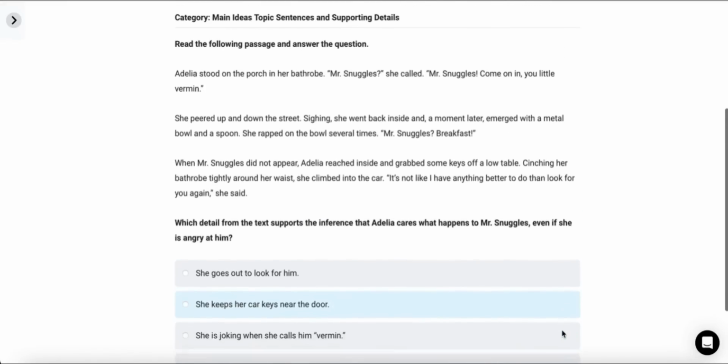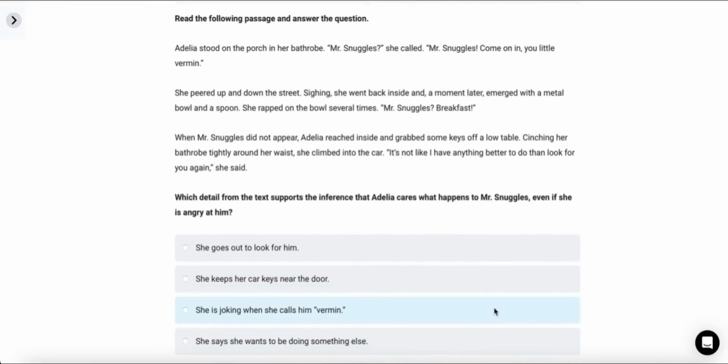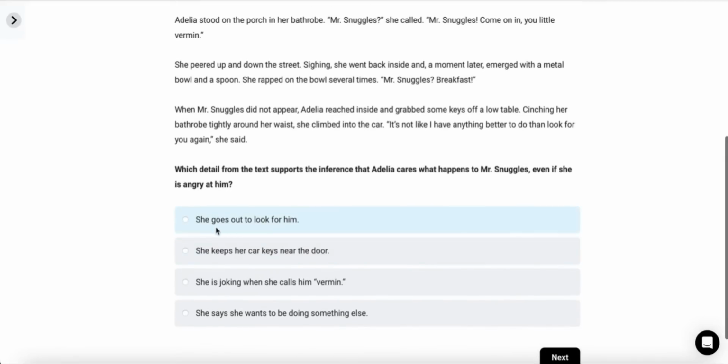Which detail from the text supports the inference that Adelia cares what happens to Mr. Snuggles, even if she is angry at him? So the answer choices are: she goes out to look for him, she keeps her car keys near the door, she is joking when she calls him vermin, she says she wants to be doing something else. Going out to look for him, in spite of being frustrated, does sound like something she's doing, but let's look at the remaining answer choices.